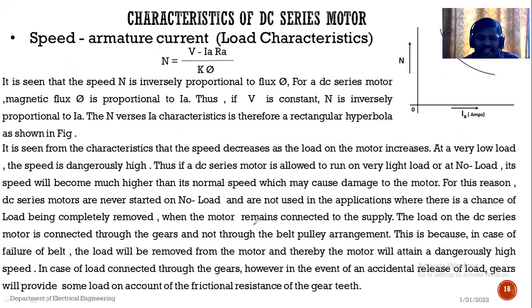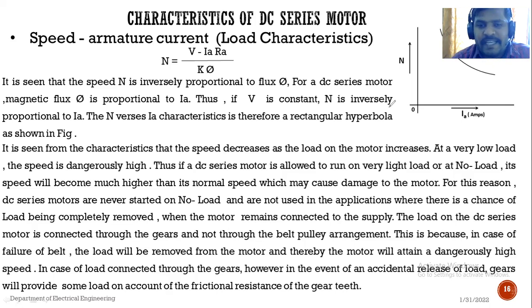That means when the motor load is increased, torque will increase. When torque increases, current will increase. And if the current increases, the speed of the motor will decrease. Okay, at a very low value of load, or light load condition, the speed is dangerously high. And thus if a DC series motor is allowed to run on a very light load or on no load, its speed will become much higher than its normal speed.